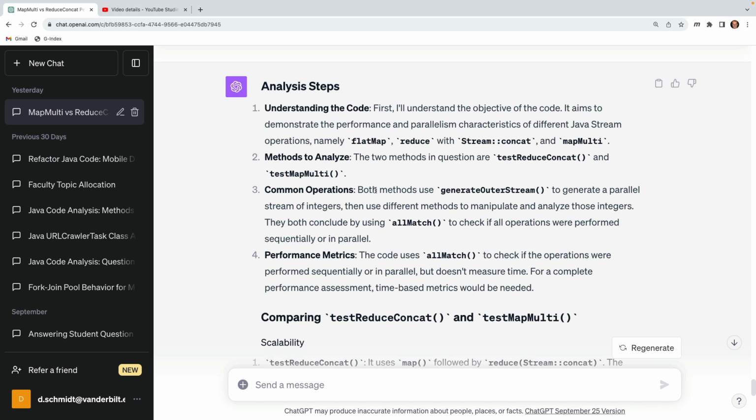And then it talks about performance metrics. It uses allMatch to check if the operations were performed sequentially or in parallel, but it doesn't measure time. So it's saying this code here is not timed. I put timing at a higher level in the overall code. This is just a snippet of the code. For a complete performance assessment, time-based metrics would be needed. That is correct. We have those. But let's see what it comes up with without time-based metrics.